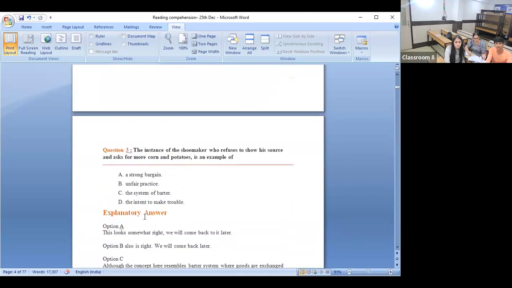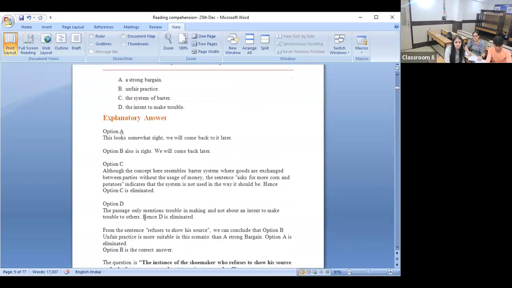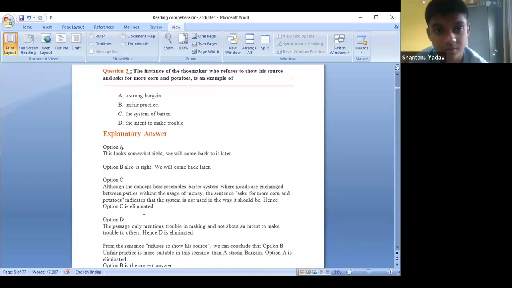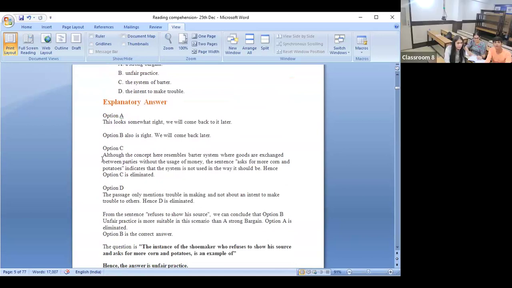Question number 3. What did you write? B. Why not C? Let's just see this. Although the concept here resembles barter system, between parties without the use of money, asking for more potatoes indicates the system is not used the way it should be. When we did barter system, what was equal? Barter system means there had to be transparency, there had to be a double coincidence. Correct. She said coincidence of wants.